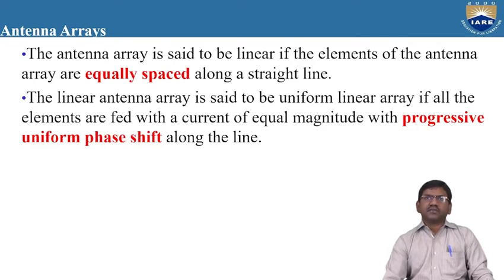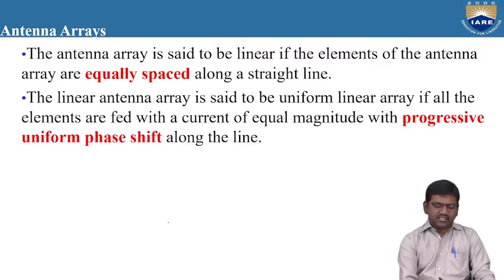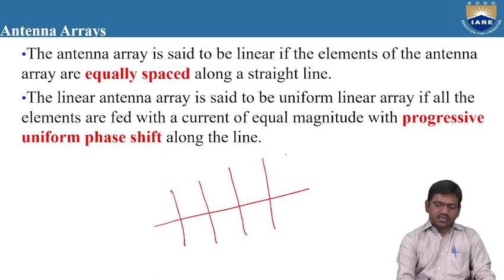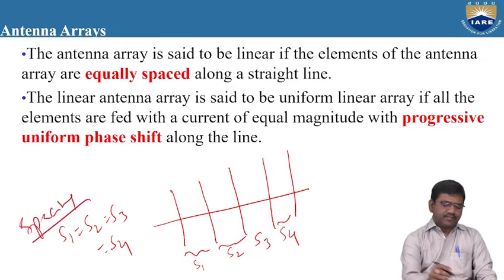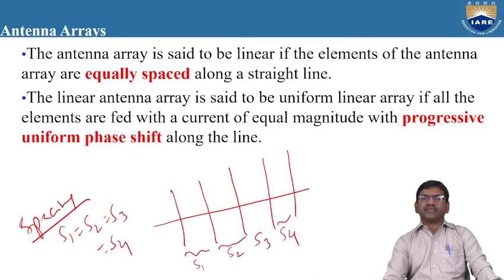The antenna array is said to be linear if the elements of the antenna are equally spaced along a straight line. So this is a straight line, and all the individual elements are spaced with equal spacing: the spacing is S1, S2, S3, S4. If S1 is equal to S2 is equal to S3 is equal to S4, and all these elements are arranged along a straight line, then we call that array a linear array.